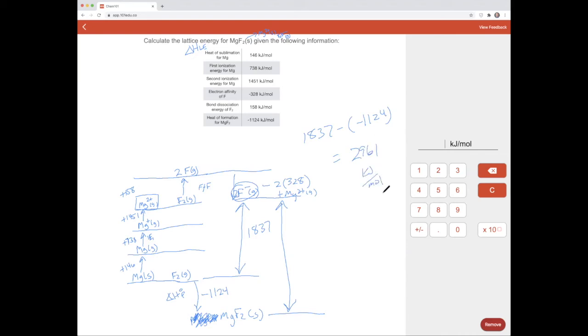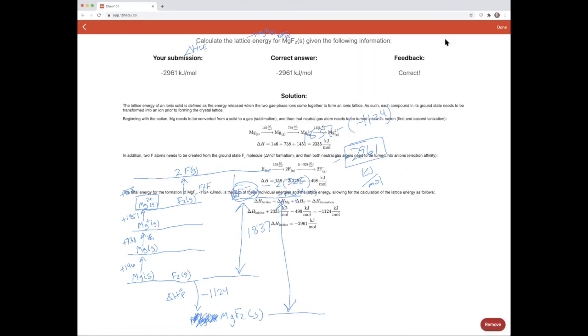Now, before you put your answer in, let me tell you, Chem 101 wants this to be expressed as a negative number. And the reason why is because, I'll show you this when I show you the feedback. So let's just type it in. So negative 2961. Okay, and we'll hit view feedback and clear the screen.